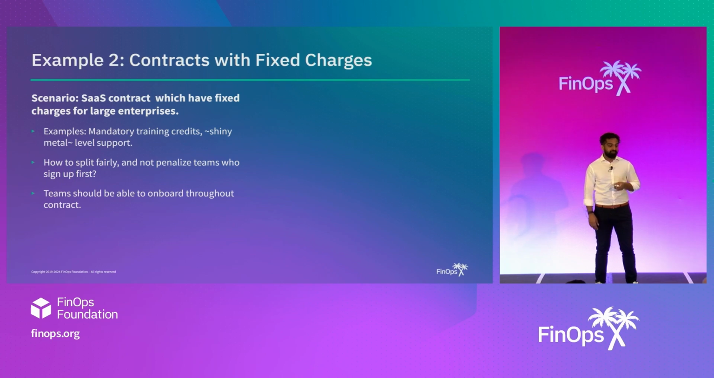We don't know. Or my favorite one, which is the shiny metal support, right? The platinum tier, quality support tier, which your company needs because you're an enterprise. And you can't remember the last time you opened a ticket with them, right? So the question becomes, well, how do you split this cost? It's a fixed cost. It's almost the cost of doing business at an enterprise.